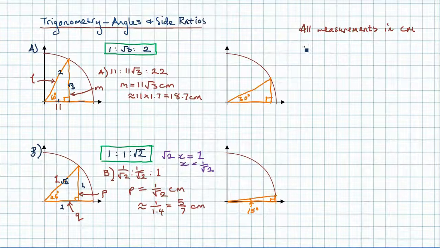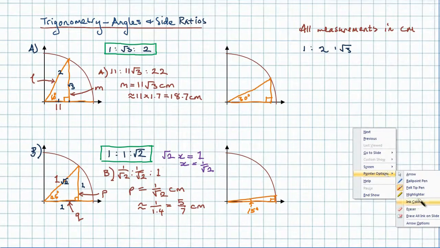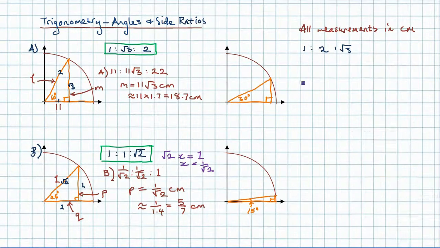We can write it in a different way if you like: 1 to 2 to root 3. I think what I'll do is box it, but box it in a different colour. Just like that. We know that we don't have to memorise anything new here. So a 30-degree triangle is the same as a 60-degree triangle. It's just lying down, if you like.